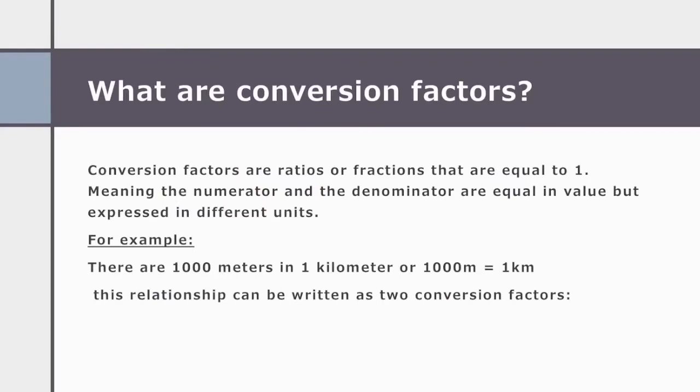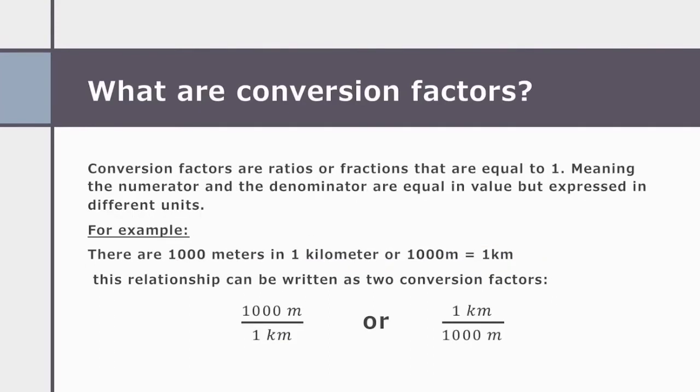So what is a conversion factor? A conversion factor is a ratio or a fraction that is equal to 1. And this just means that the numerator and the denominator, they're equal in value, but they're expressed in different units. All right, so for example, our 1,000 meters is equal to 1 kilometer, or there are 1,000 meters in 1 kilometer, and we can write that as this equivalent statement right here. All right, and any equivalent statement that we can write can be written as two different conversion factors. There's two ways you can do it.